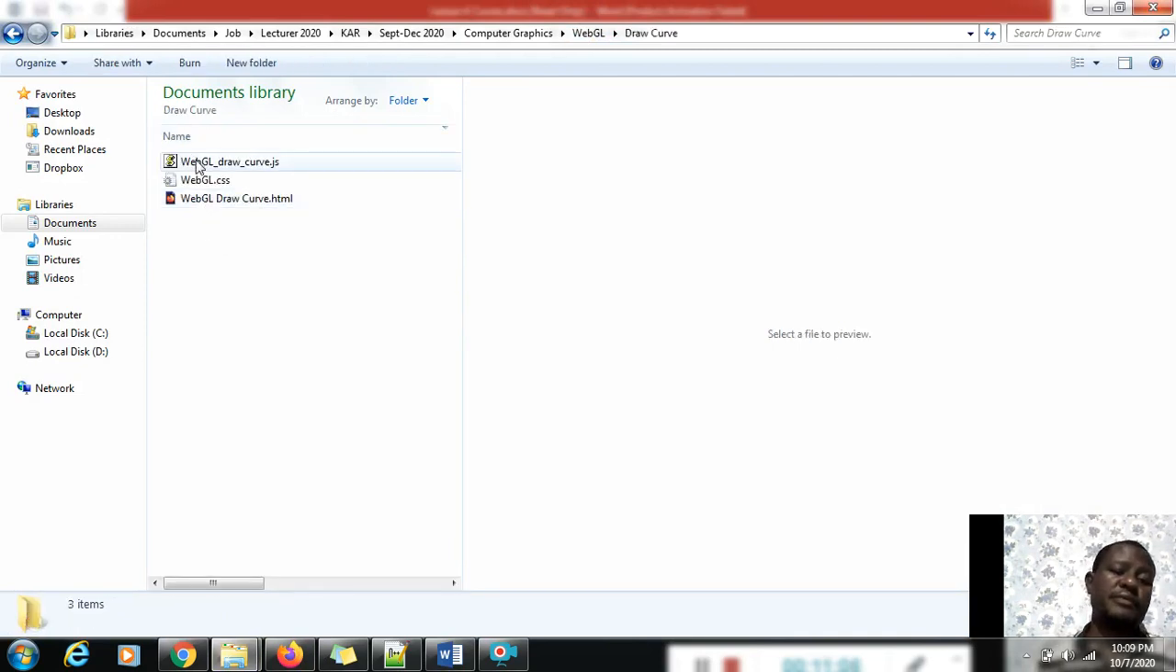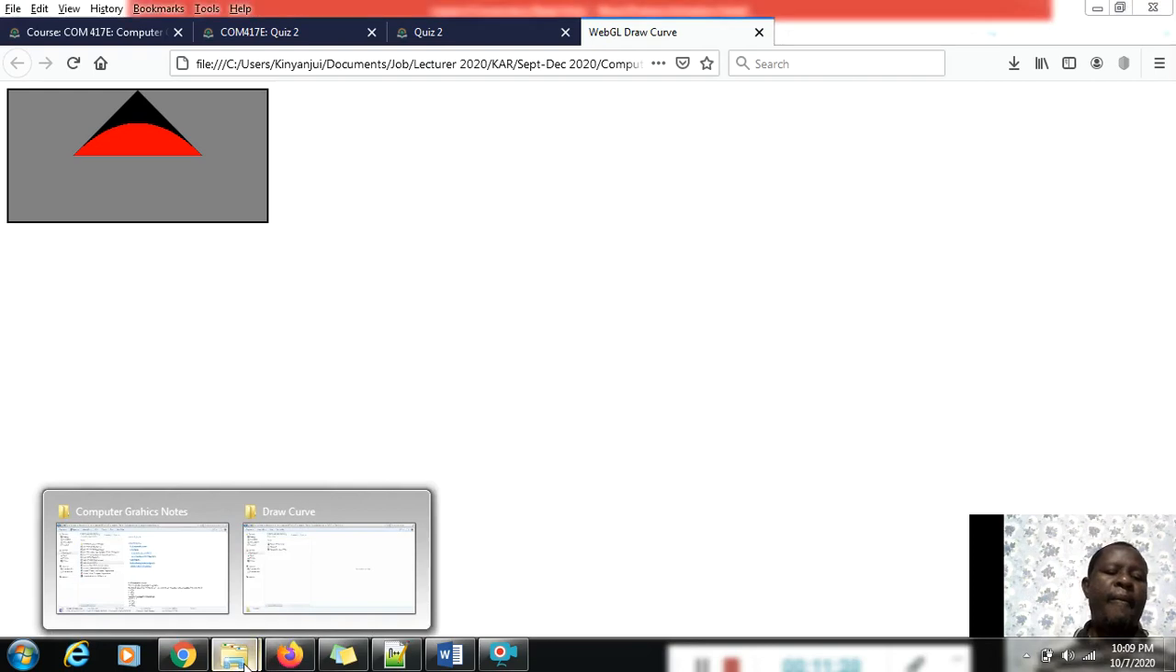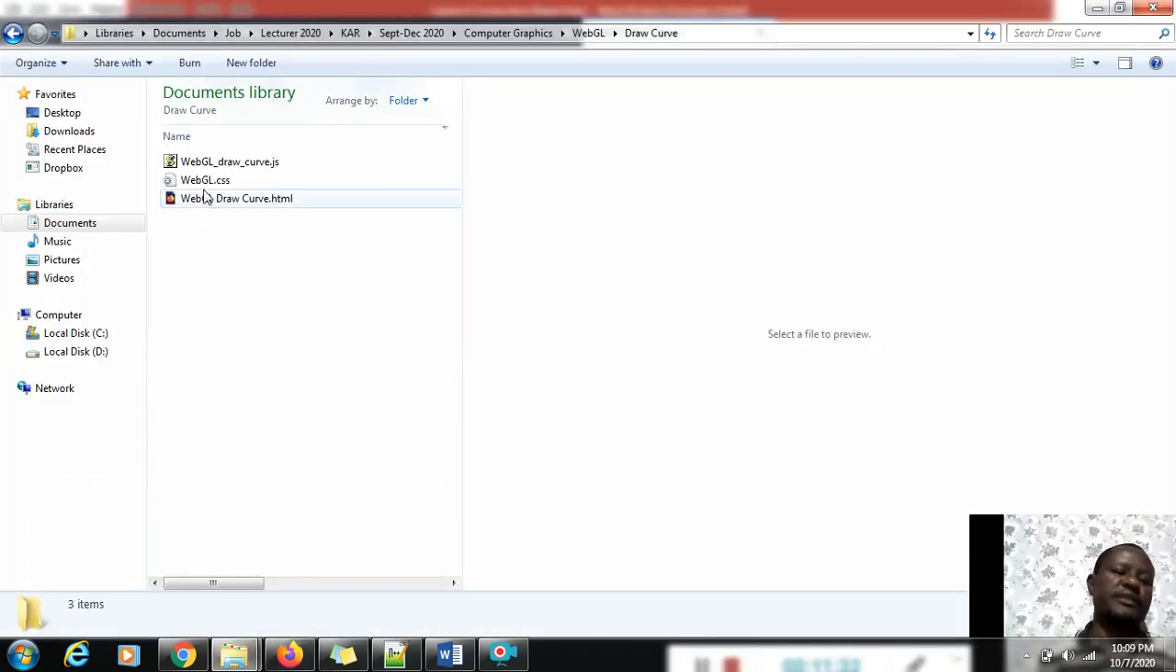We have WebGL draw curve.html, which is the one that renders on the browser, and basically is what we have here. This is what it renders. We have the context, and then we have the triangle, and you have a curve inside that triangle. So that is implemented by this code you're seeing here.